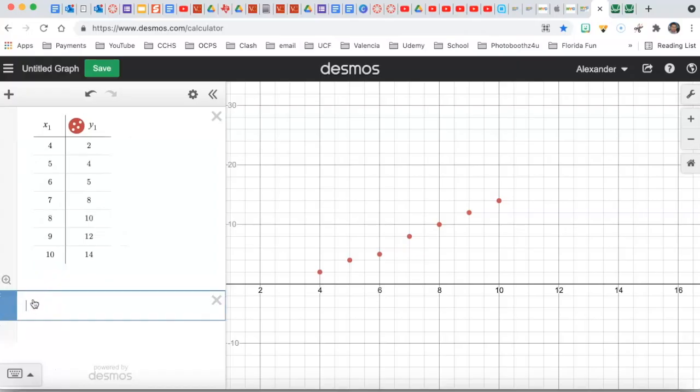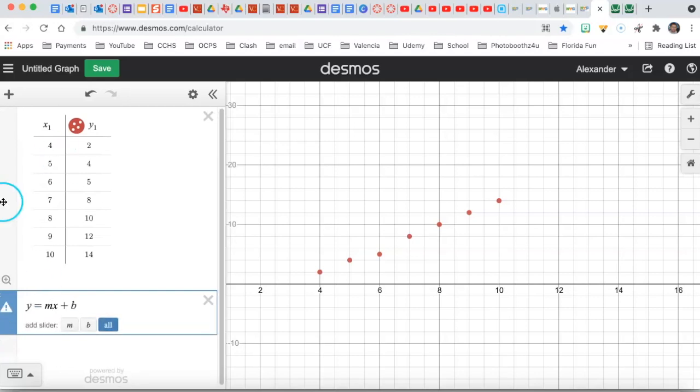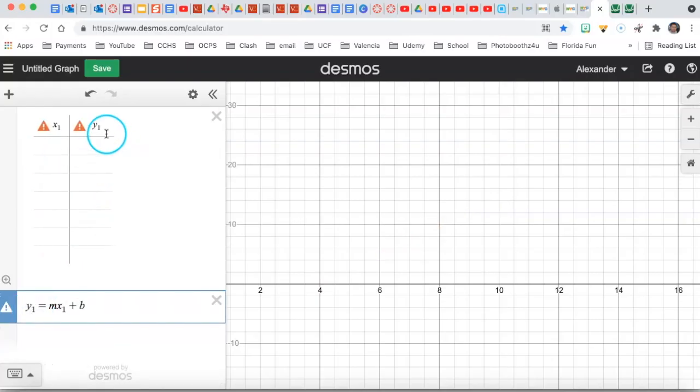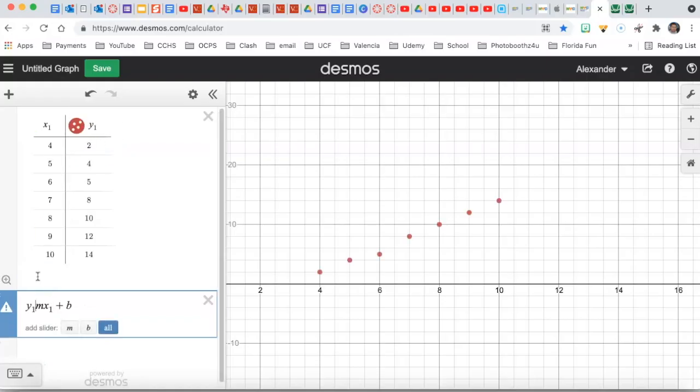And I'm going to write my equation in slope-intercept form. So y equals mx plus b. Okay, before I proceed, my table is x1, y1. So in order for Desmos to identify these table values, I have to write y1 and x1. But now Desmos erases everything, okay? Because a scatter plot is an approximation. So let me erase the equal sign, all right?